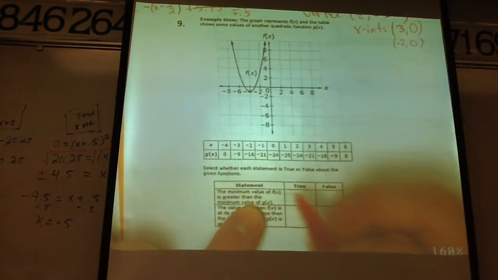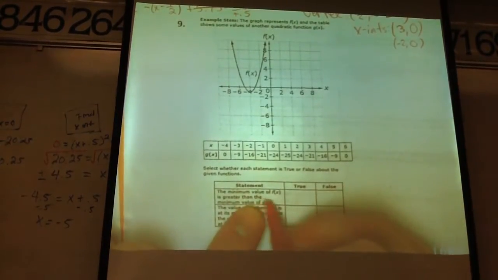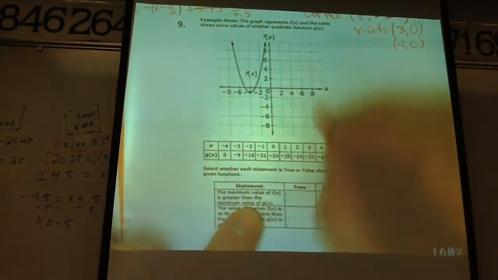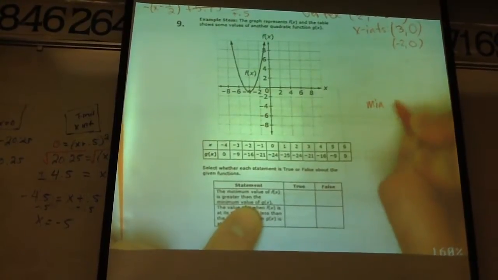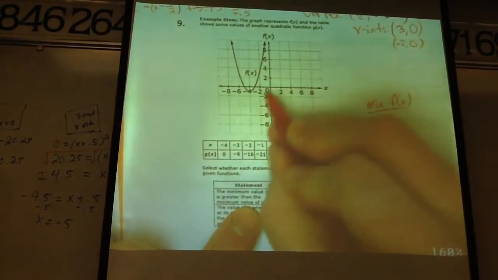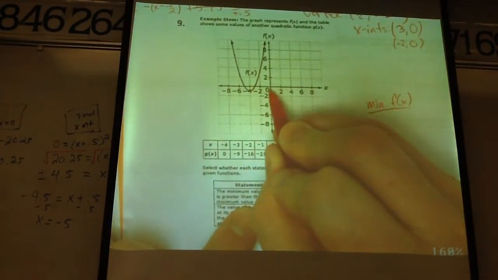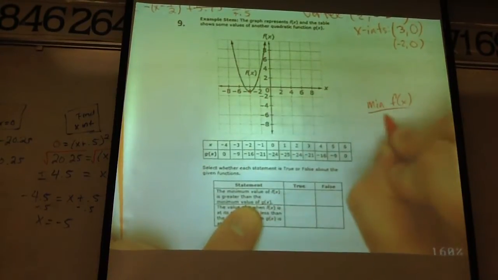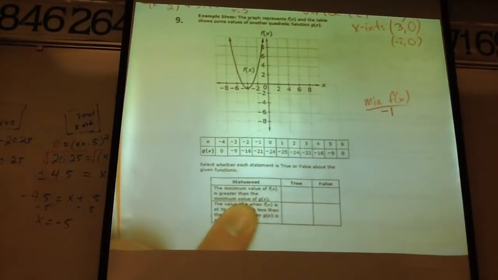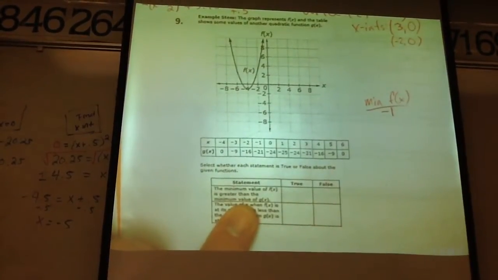False and then true. The minimum value of f of x. What is the minimum value of f of x? It's -1. I had it, but I erased it because I thought I said yes. -4, look at my erase mark. Erase it real quick. -1 is the minimum value of f of x, right?